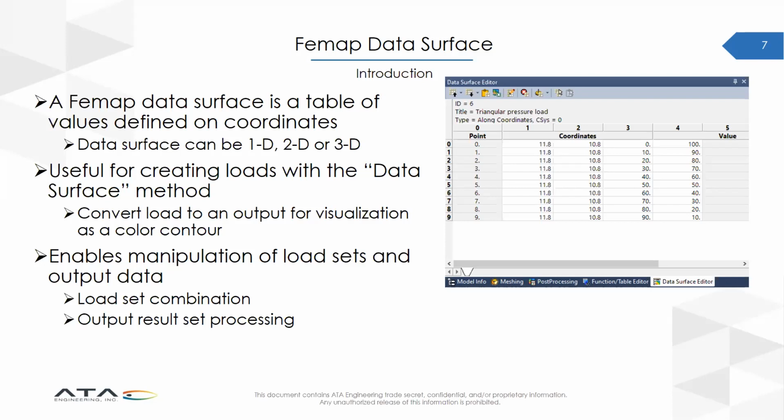Data surfaces are useful to help you create loads, particularly loads on surfaces and volume. We'll see in the actual load creation dialog box, there is a method that calls out data surface, and we'll use that to help us create a load in our demonstration. One extra step you can do to help visualize is to turn those loads that you've created using data surfaces into output, and then use the contour visualization method in Femap to see the data surface as a color contour.